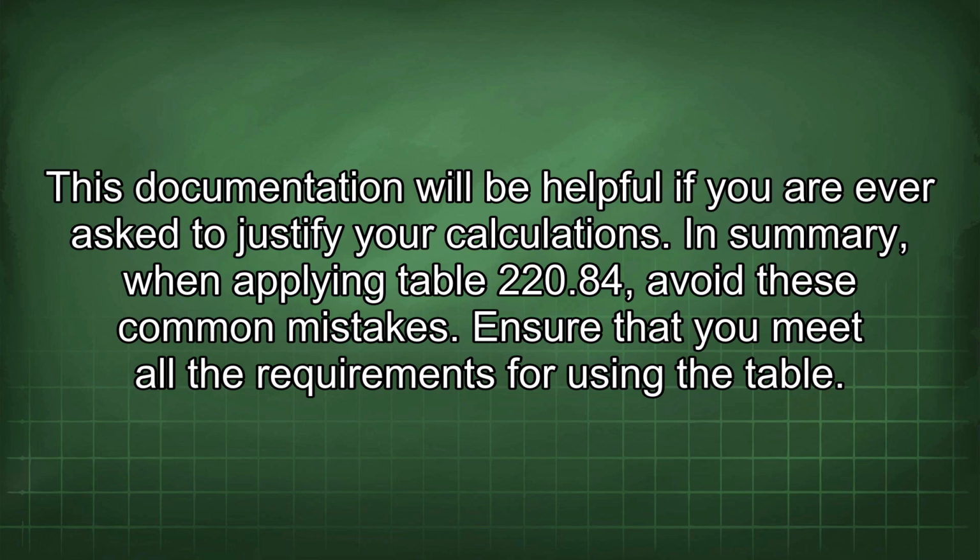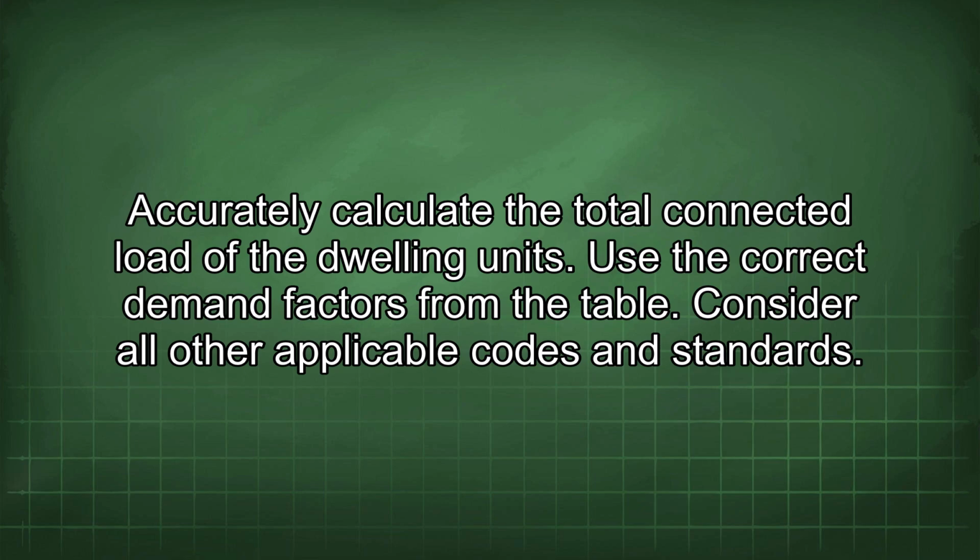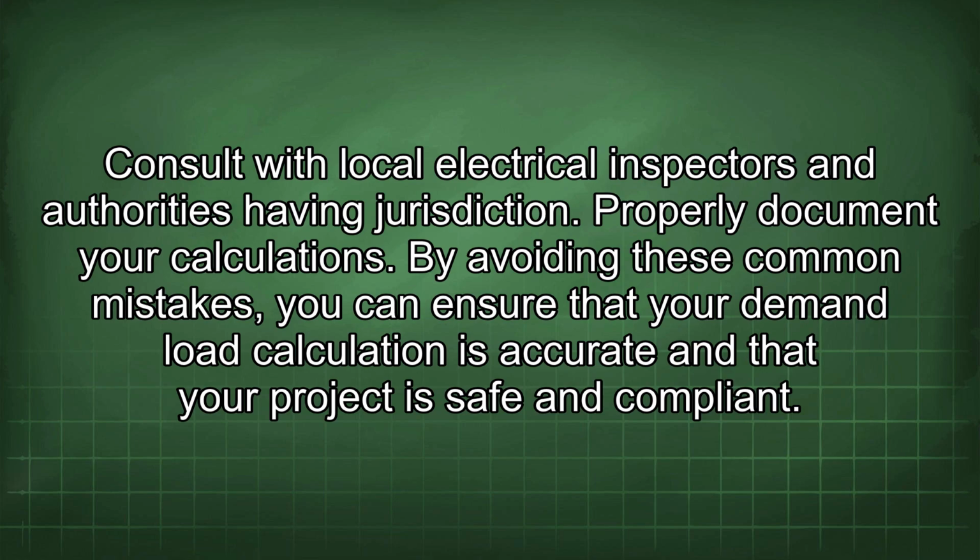In summary, when applying Table 220.84, avoid these common mistakes. Ensure that you meet all the requirements for using the table. Accurately calculate the total connected load of the dwelling units. Use the correct demand factors from the table. Consider all other applicable codes and standards. Consult with local electrical inspectors and authorities having jurisdiction. Properly document your calculations. By avoiding these common mistakes, you can ensure that your demand load calculation is accurate and that your project is safe and compliant.